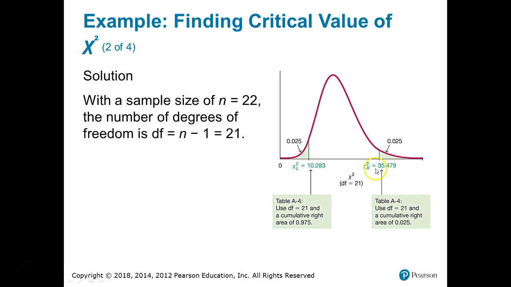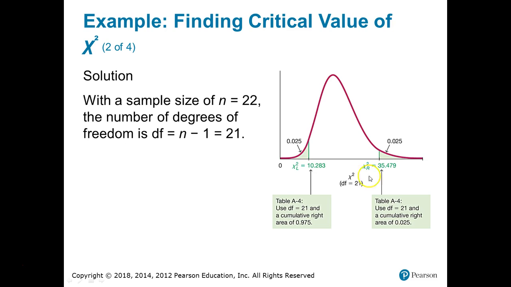Now for chi R, we want the cumulative area to the right, so now we're looking at where the area is going to be 0.025. Note the difference right there. This is where most people make their errors. Again, degrees of freedom is 21, which gives us a chi value of 35.479.